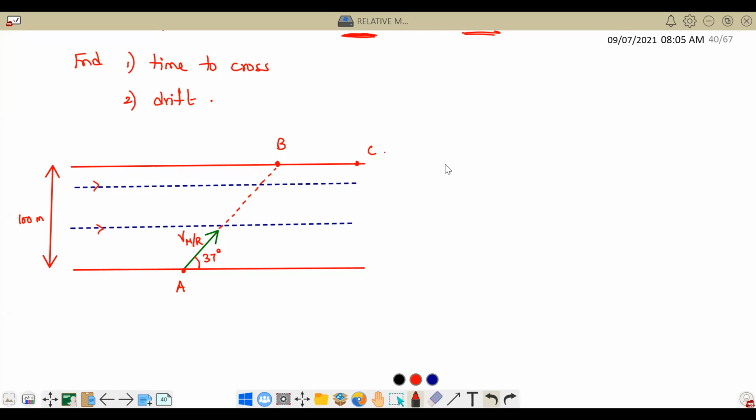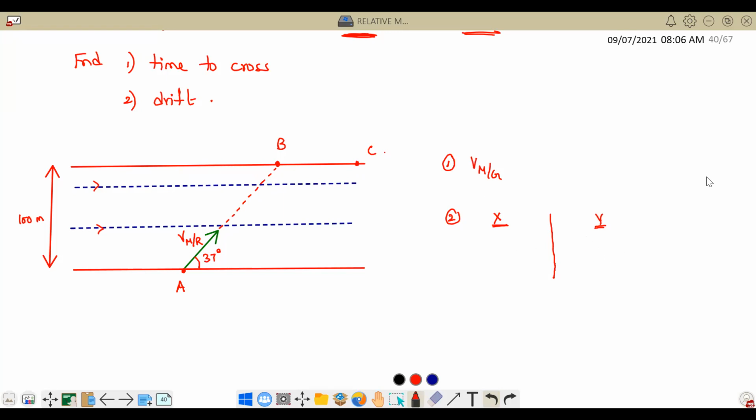So now we can calculate. The first step is to calculate the velocity of man with respect to ground and the velocity of river with respect to ground. First you calculate this value. Second, resolve this quantity in x direction and y direction.